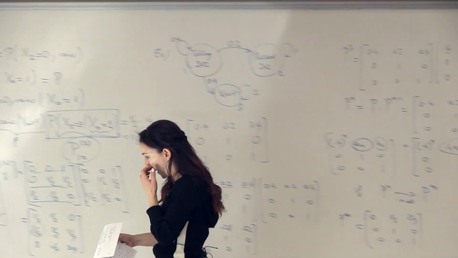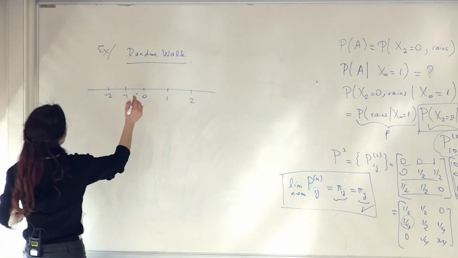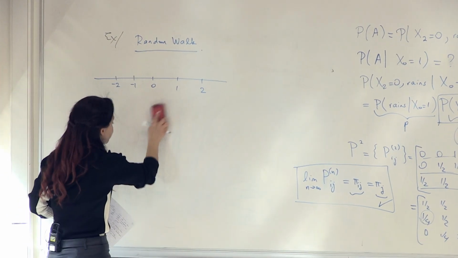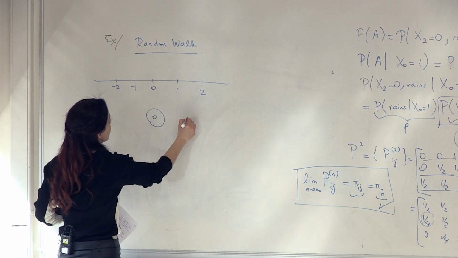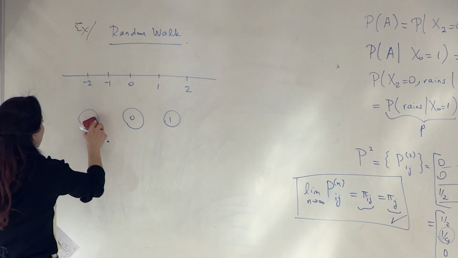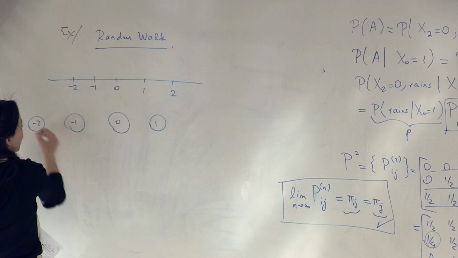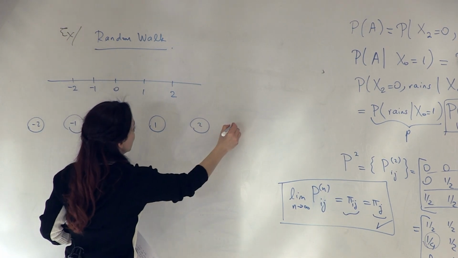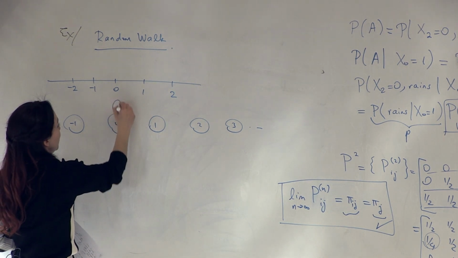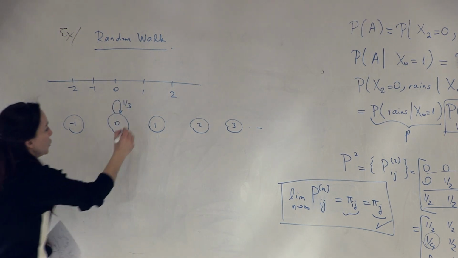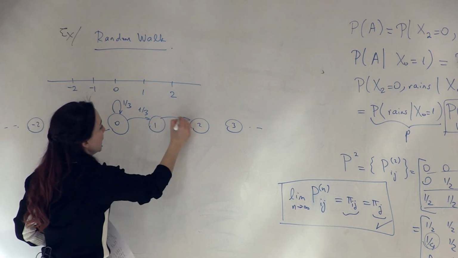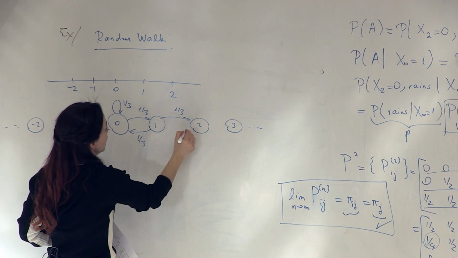So we go right or left. So basically, this is state 0, 1, 2, -1, -2, 1, 2, 3, etc. And at every state, we either stay in this state, go to the right with probability 1/3, or go to the left with probability 1/3. Go to the right, go to the left with probability 1/3, etc.